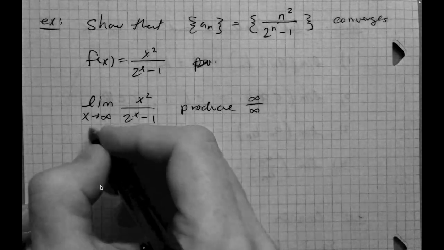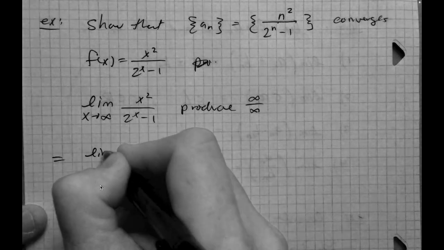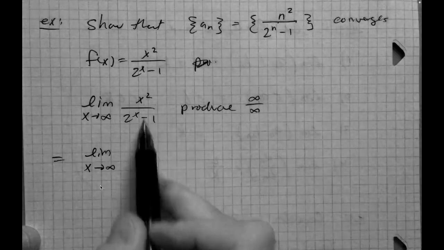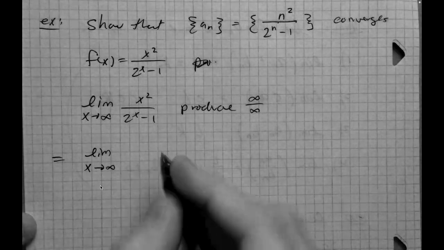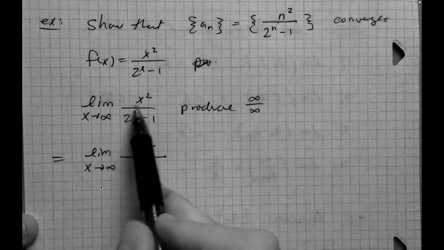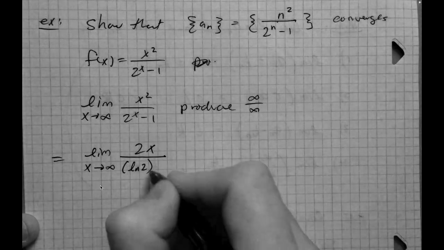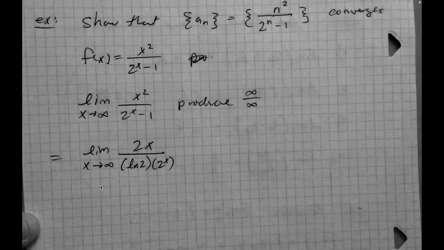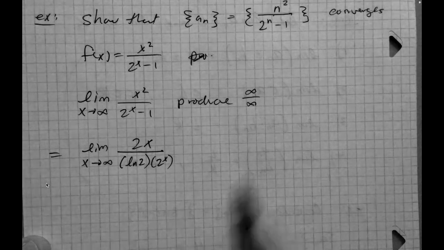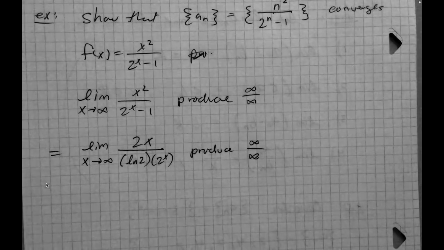So let's differentiate. This limit would be the same as the limit as x goes to infinity of the derivative of x squared divided by the derivative of 2 to the x minus 1. The derivative of x squared is 2x, and the derivative of 2 to the x minus 1, which you may or may not remember, is the natural log of 2 times 2 to the x. Okay, now what happens here? Well, here again we have infinity over infinity, indeterminate form.